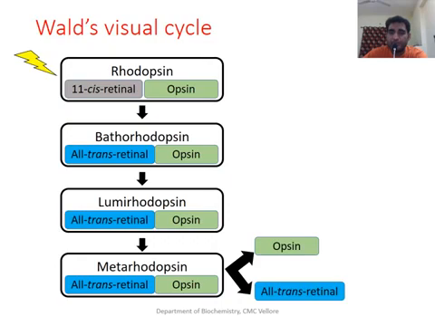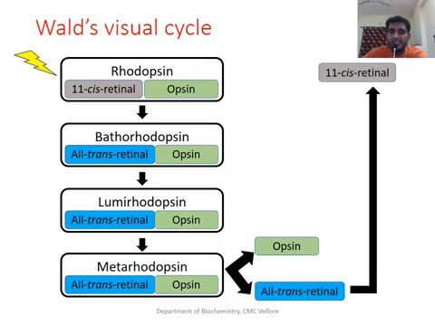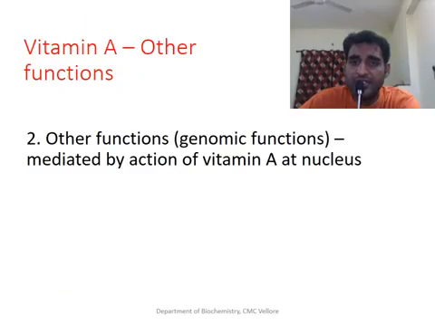This sequence of events is important to activate signal inside the rod cells, which are transmitted to neurons and the brain. The all-trans-retinal can be converted back to its cis form and combined with opsin to regenerate rhodopsin for its next cycle. The other functions of vitamin A are due to its actions at the genetic level.